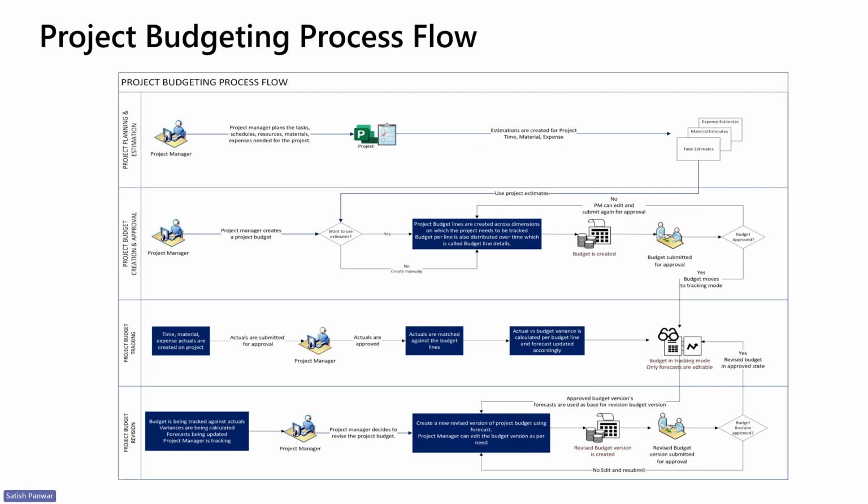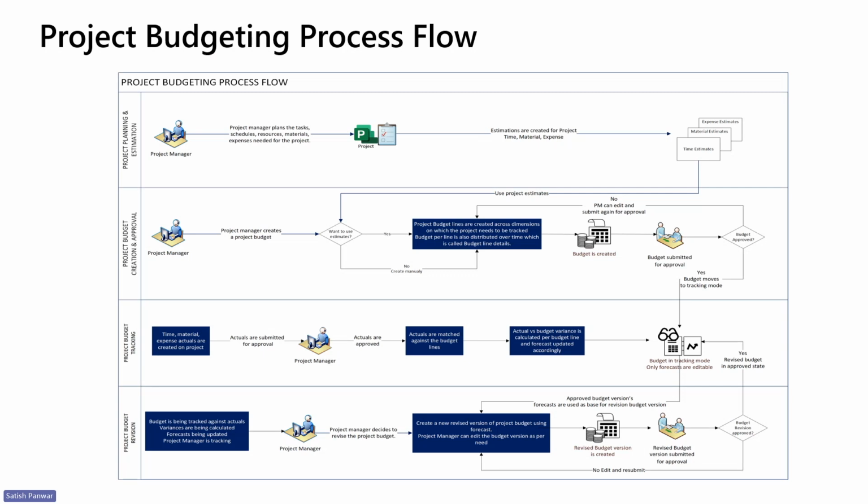Once the budget is created, the budget can be submitted for approval. And once it's approved, it's your finalized version of the budget, which can be used for tracking. Now, as the project progresses, time, material, expense actuals are created on the project by respective team members. Once those actuals are approved, they can now be tracked against the budget lines that have been previously recorded by the project manager on the project. Actual versus budget variance can be calculated.